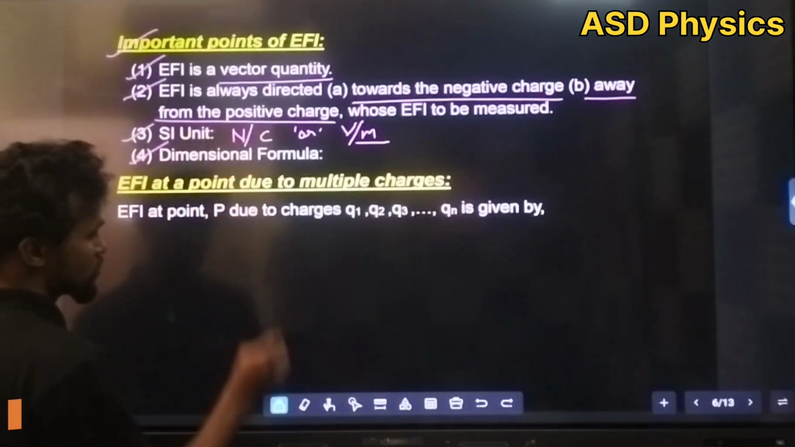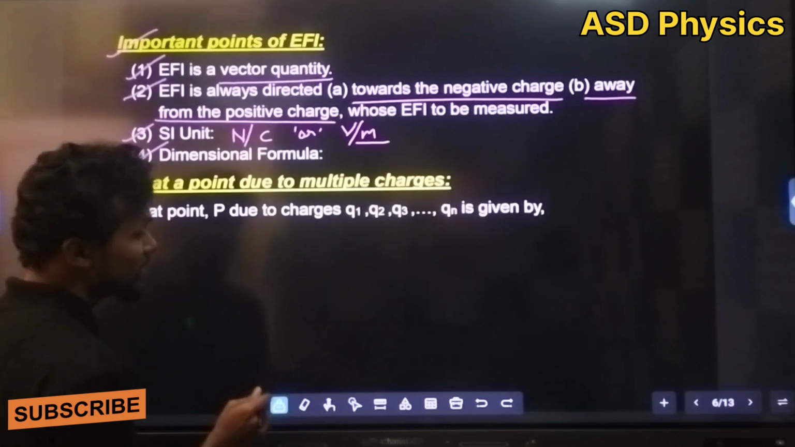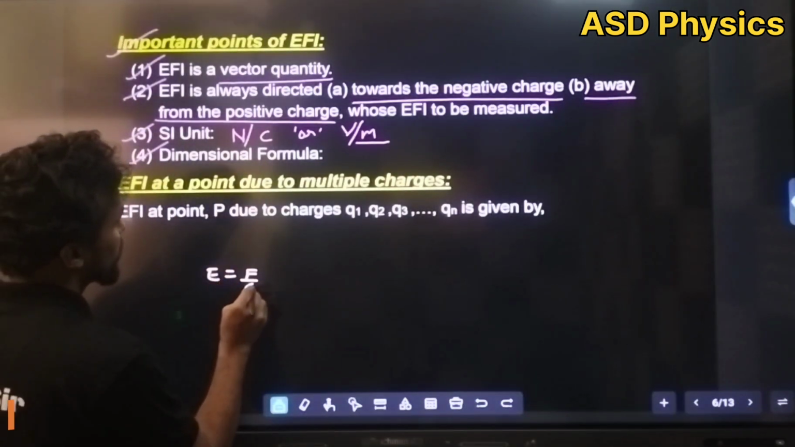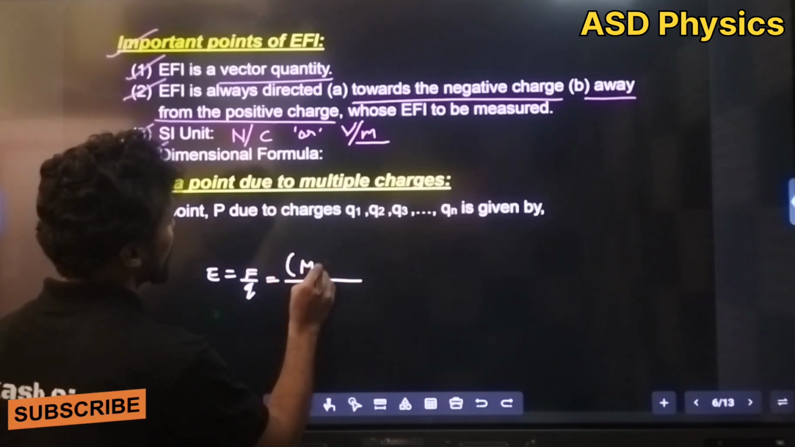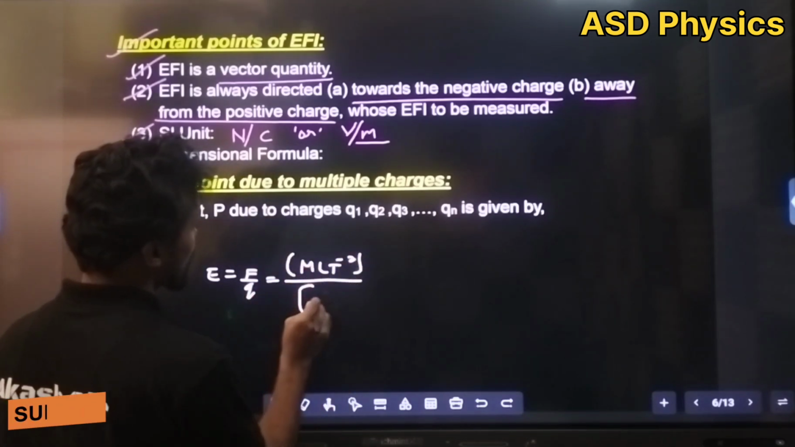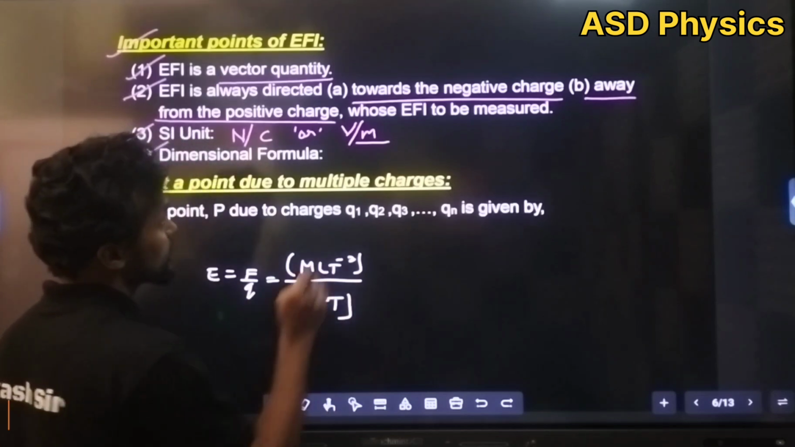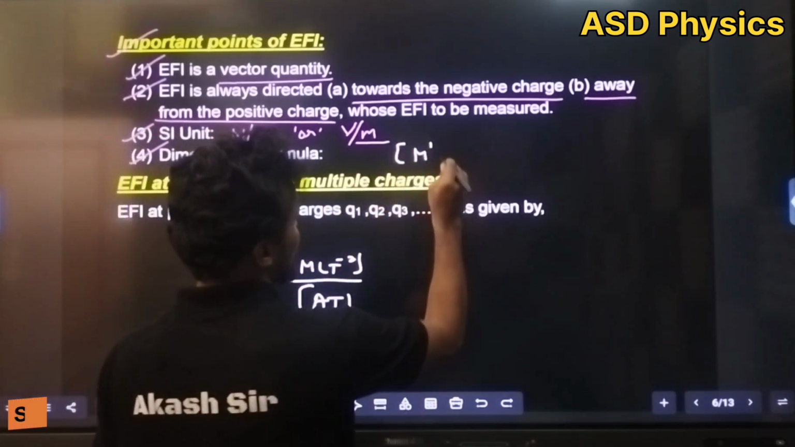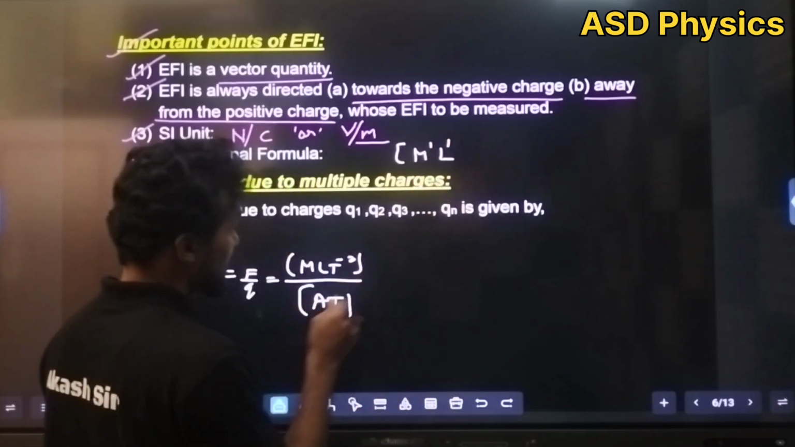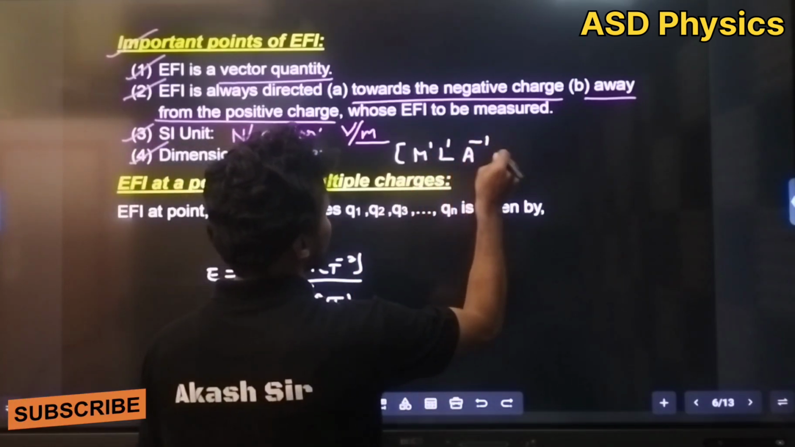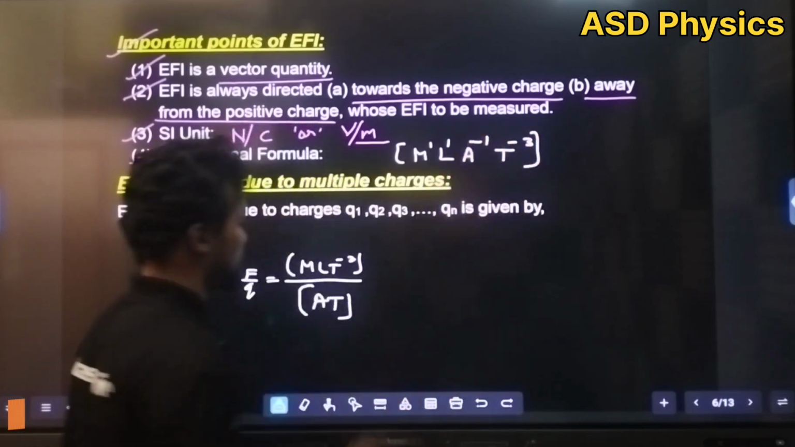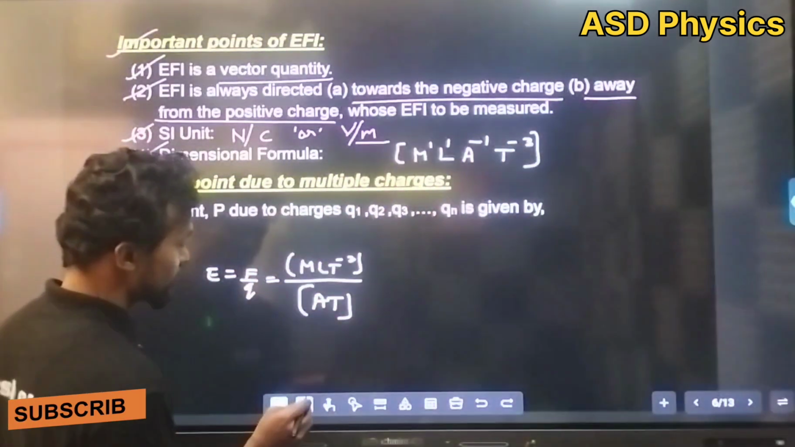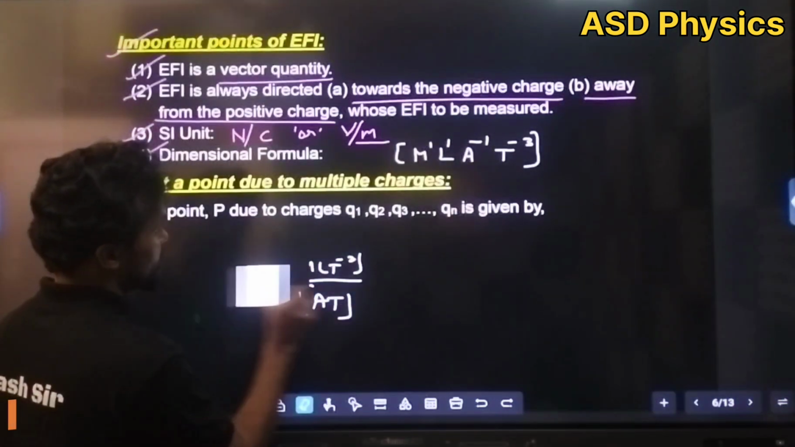Next, dimensional formula, students. How to get this dimensional formula? E equals F by q. I have told you E equals F by q. The force dimensional formula is MLT to the power minus 2, and the charge dimensional formula is AT. If we simplify this, the dimensional formula is M power 1, L power 1, A power minus 1 and T power minus 3. Kindly check, are we correct? Yes. So this is the dimensional formula of the electric field intensity.